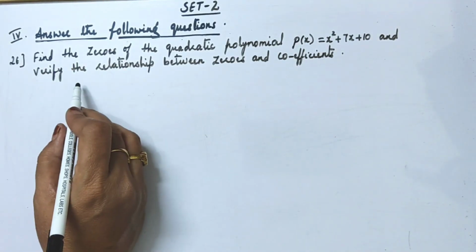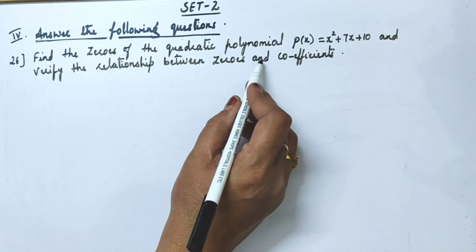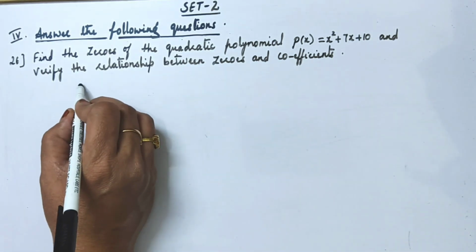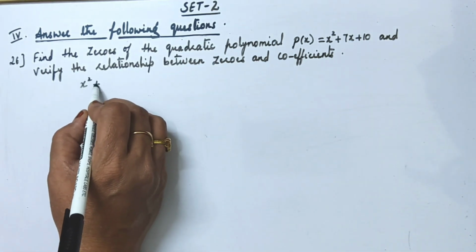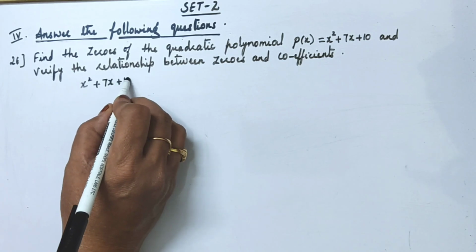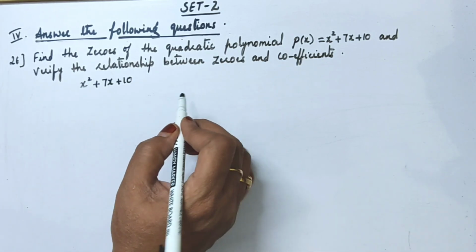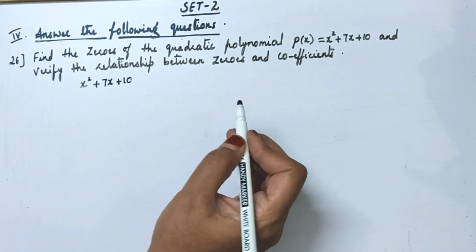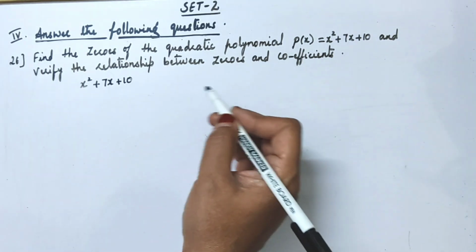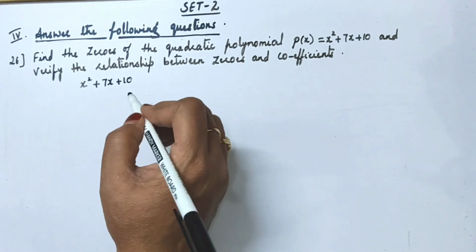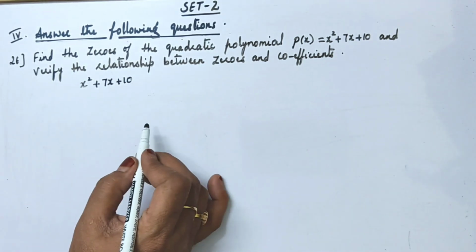Now let us solve the next question. Find the zeros of the quadratic polynomial. We have the polynomial x square plus 7x plus 10. We need to find out the zeros. Zeros means we need to find the values of x here, and later we have to verify the relationship between the zeros as well as the coefficients, students.